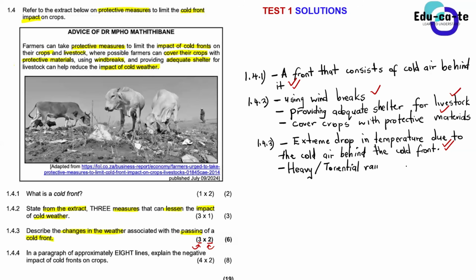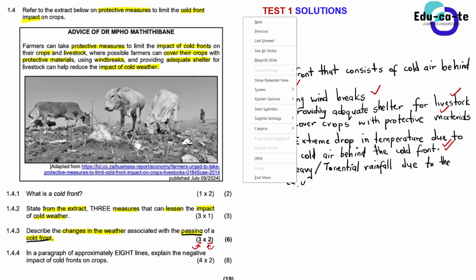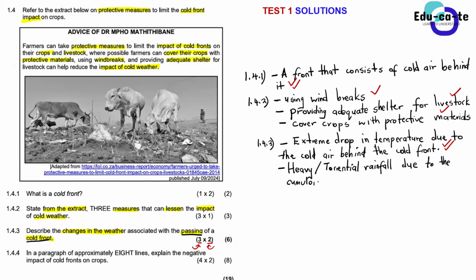And this heavy rainfall, it is actually due to what? Give us the reason that is causing this change in the weather pattern. This is due to the formation of a cumulonimbus cloud. Because remember guys that a cold front, when it passes, comes with what? With a cumulonimbus cloud. So this is due to the cumulonimbus clouds ahead of the cold front.